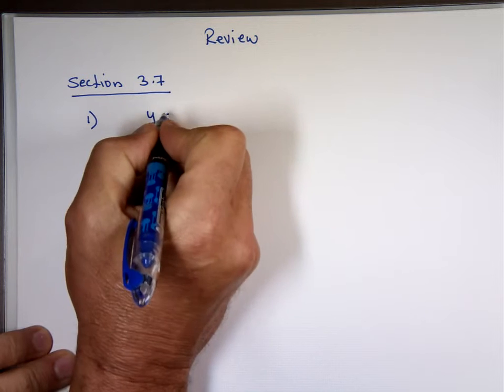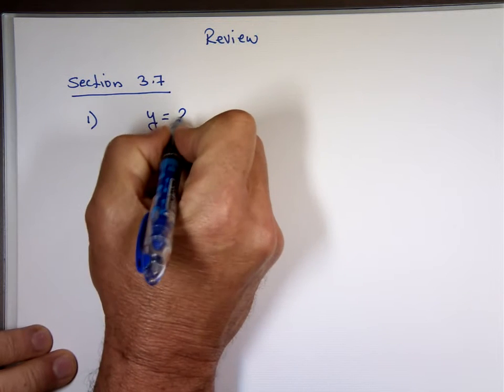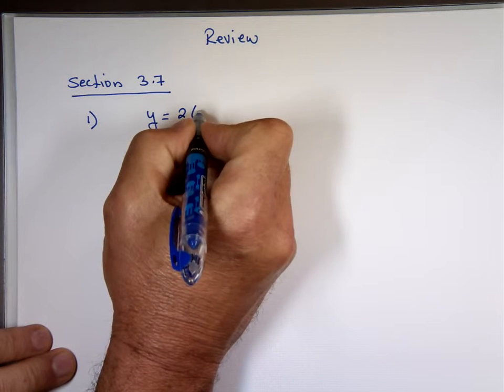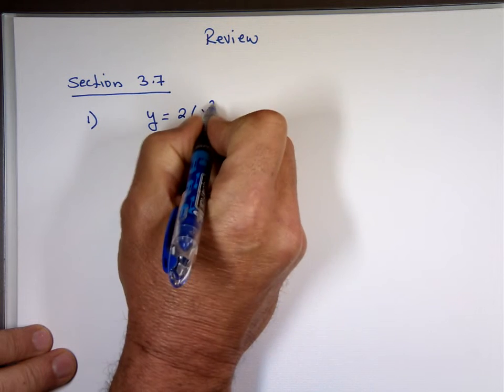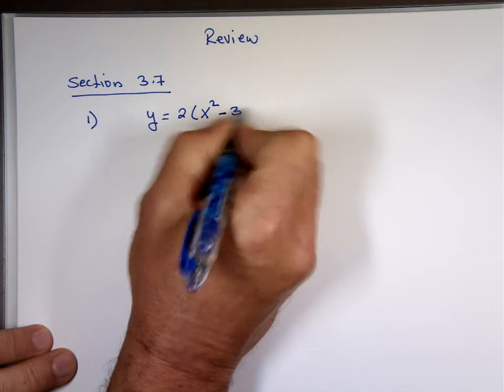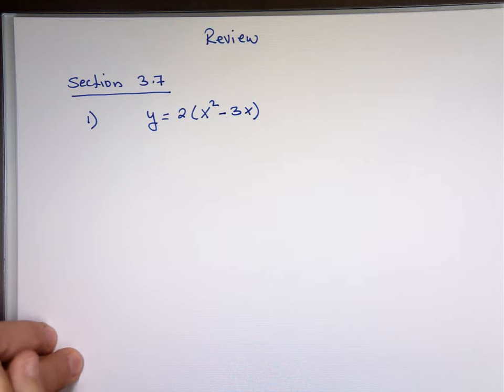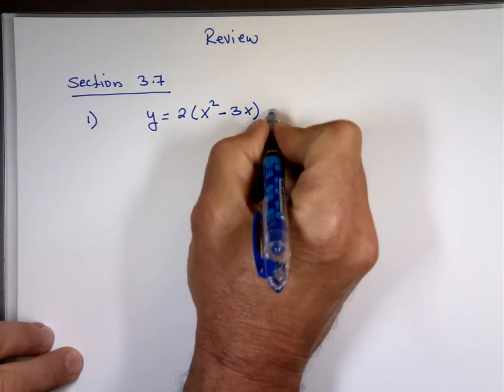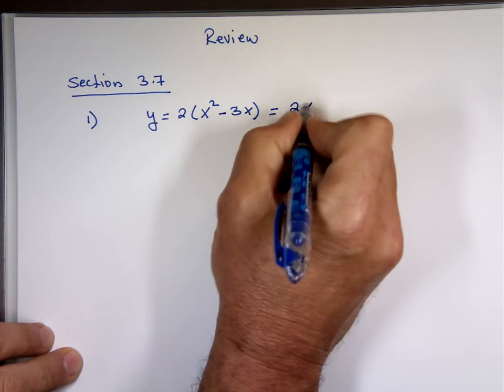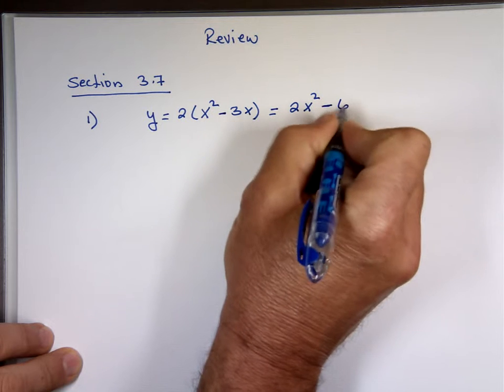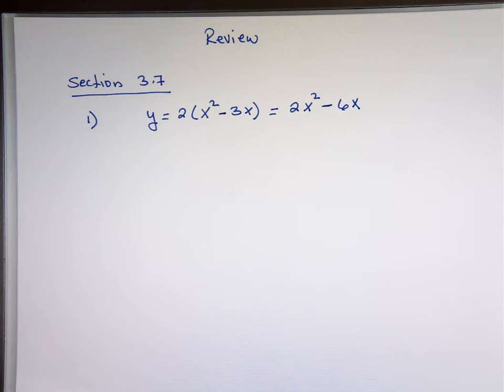Y equals 2 times x squared minus 3x. Now, me personally, I probably will multiply the 2 through it, and I'll make it 2x squared minus 6x. It says find the derivative at x equals 4.